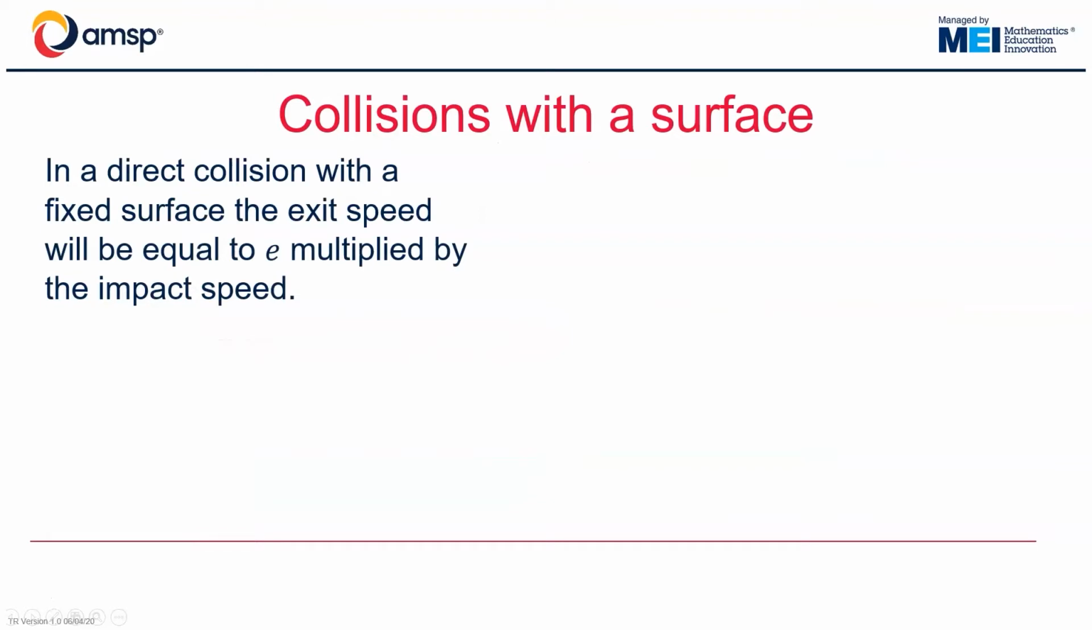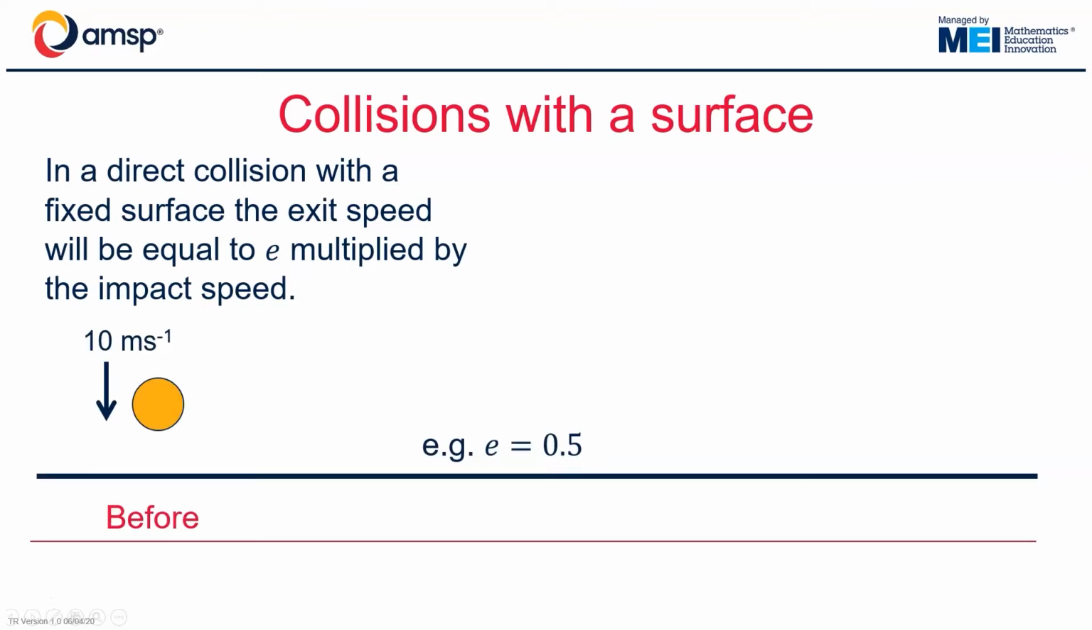To begin with, let's look at what happens when a ball collides with a fixed surface. As an example, let's take the coefficient of restitution to be equal to 0.5. If a ball approaches a fixed surface at right angles with a speed of 10 meters per second, then the coefficient of restitution tells us that it would then rebound in the opposite direction with half the speed of 5, here because e is 0.5 and 10 multiplied by 0.5 gives me 5.